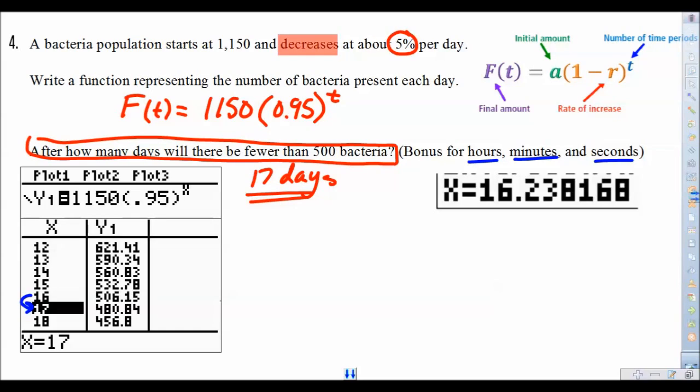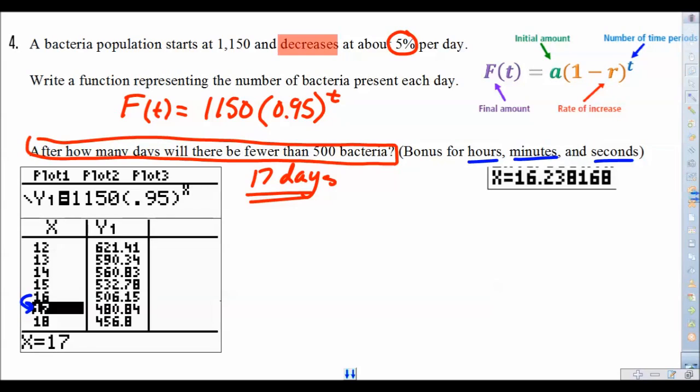There is an algebraic way of approaching this problem, and let me show that to you now. So an alternative way of getting that value is we can just say, well, if this was our function, 1150 times 0.95 raised to the t power is going to be equal to, now we want to know when this is going to be 500 or less than 500, so let's just plug in a 500 right here. And now we're just going to solve this problem using a little bit of algebra.